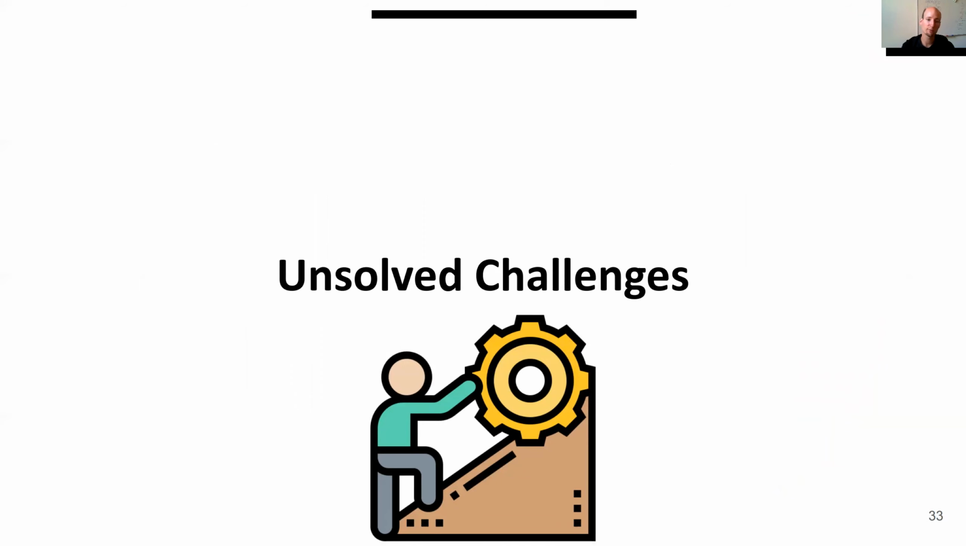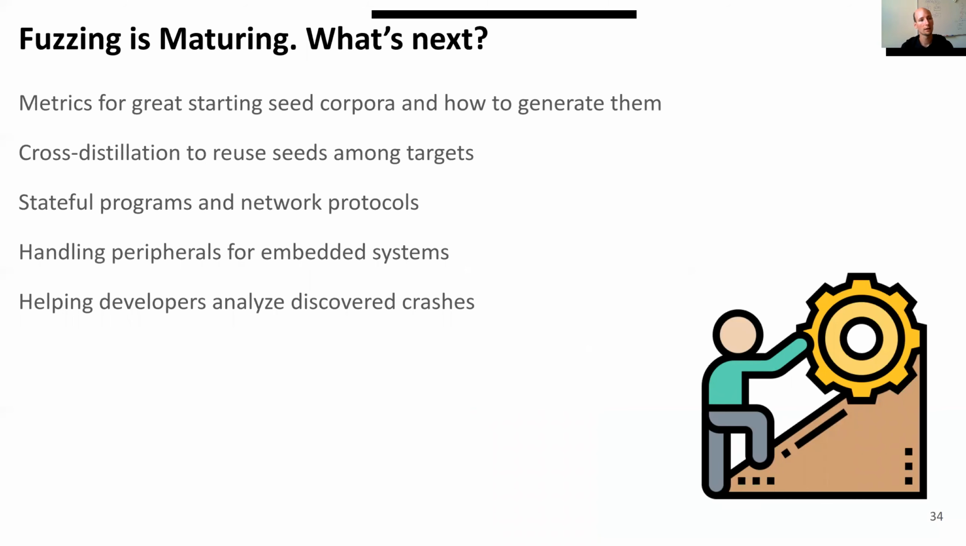Let me spend a couple of minutes on unsolved challenges. I hope that I was able to whet your appetite a bit, and I would like to highlight some of the open issues in fuzzing. So as you are preparing to hop on the fuzzing hype train and join the fuzz train, this may be a good inspiration for you to start working on this. Fuzzing is maturing. We are seeing sessions at all the major conferences, but there's still a lot of open space and a lot of interesting problems to solve. So what are some of these problems that we could look at?